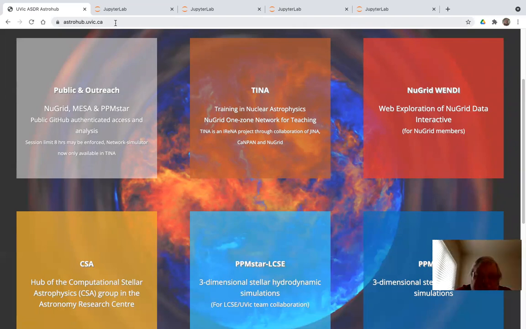the main directory has a README file. And it tells you that for beginners, and let me call you beginners, you should go to this TINA server. So you go to astrohub.uvic.ca and you choose this orange square, which is called TINA, Training in Nuclear Astrophysics, New Grid 1 Zone Network for Teaching. So you click it.